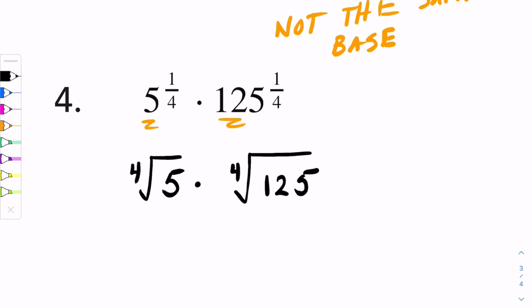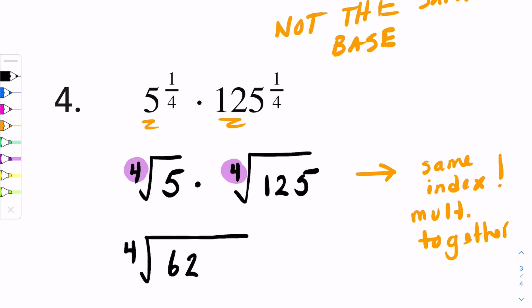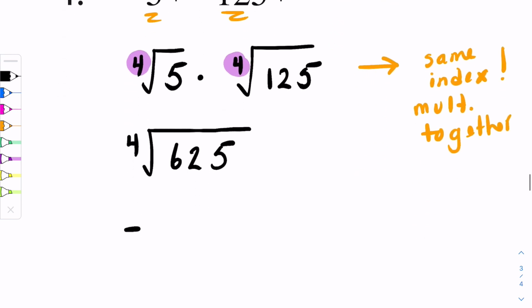Luckily, if you have the same index, then you can multiply radicals. This is what we went over last class. If you have the same index, you can multiply them together. This gives us the fourth root of 5 times 125, which is 625. And the fourth root of 625 is 5.